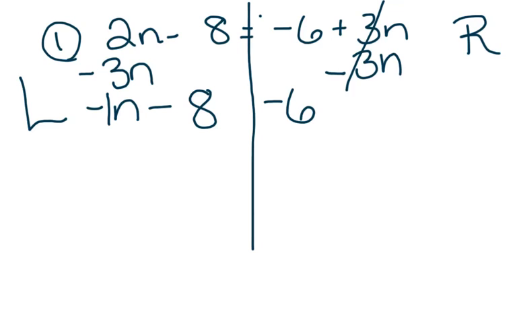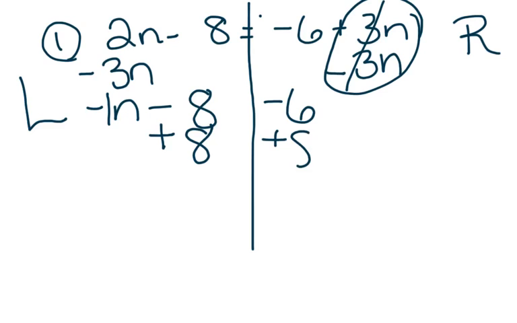Since I moved the letter to the left-hand side, I want to take my number off the left-hand side, using the opposite of subtract 8, which is to add 8. So I'm going to take the letter off of the right-hand side and the number off the left-hand side. I've got to add 8 to both sides of the equals mark. That will go away, and I'll have negative 1n is equal to 2.